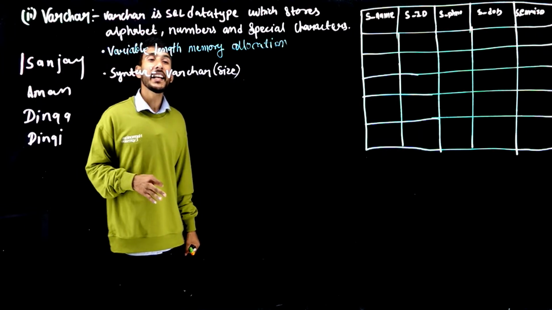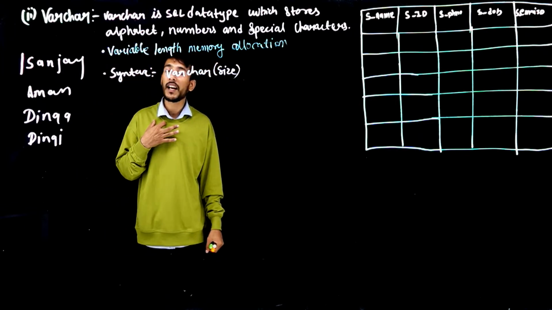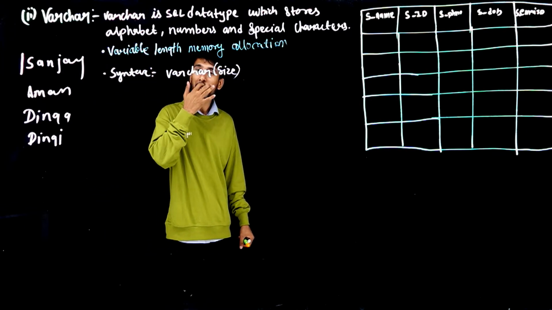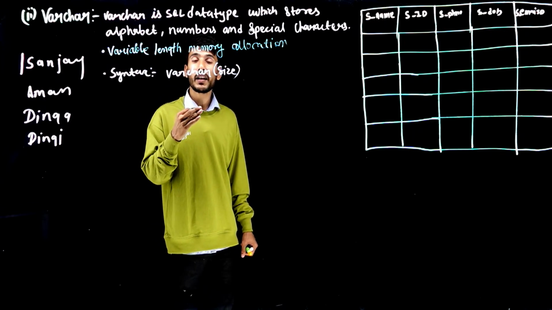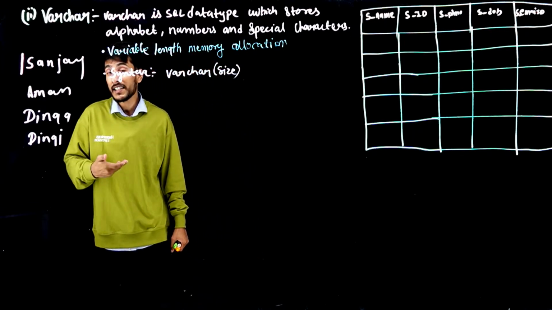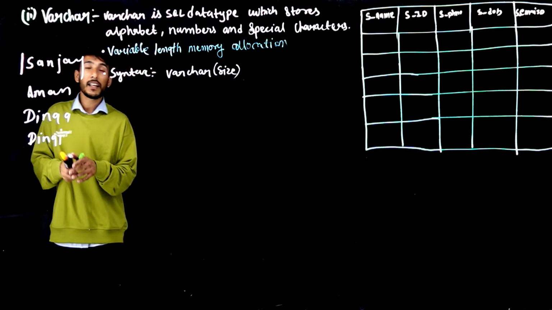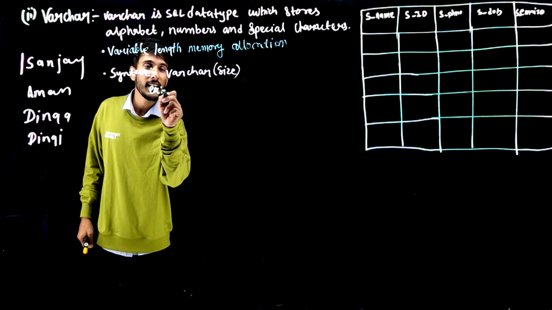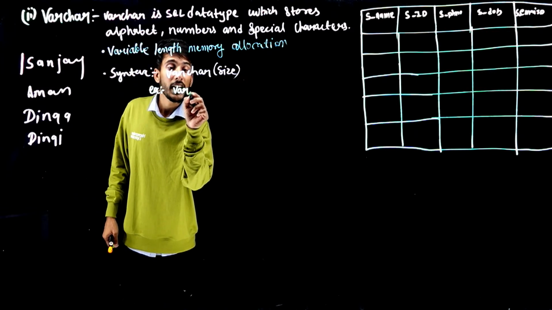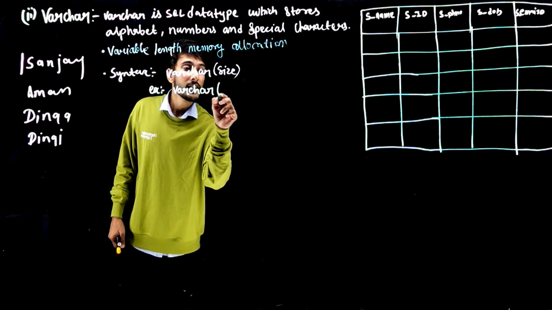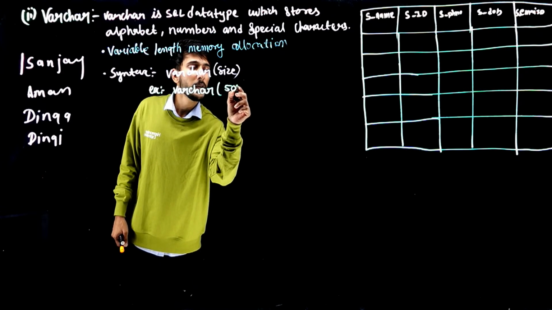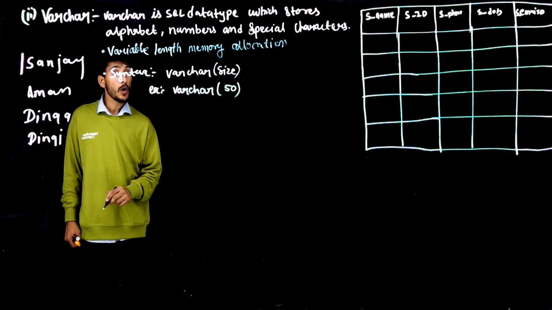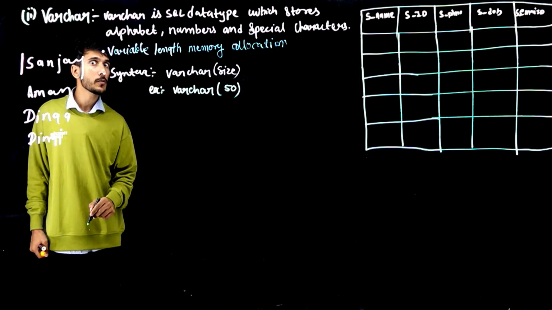In the same way, varchar is the happiest data type there is. We are the happiest people using varchar, because it gives us that much flexibility. Let's take an example. If I give the size as 50, how many blocks will be created? Sir, 50 blocks will be created.